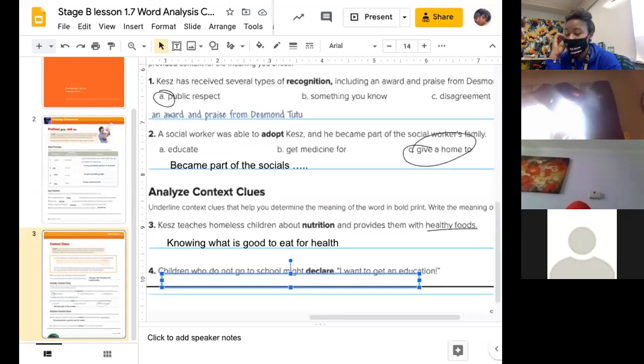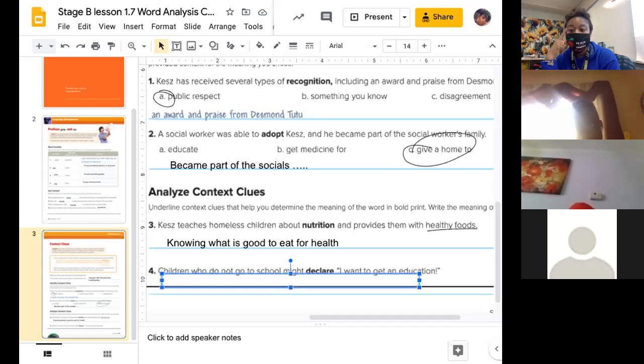It's an exclamation mark. Usually when you see an exclamation mark, what does that mean, Ivana? Like excitement or like I don't know, like strong feelings. Very good. Strong expression, excitement. All right, so let's start there. Children who do not go to school might declare, I want to get an education. If someone is using an exclamation mark, they're showing strong feeling. They may be yelling, they may be talking loudly.